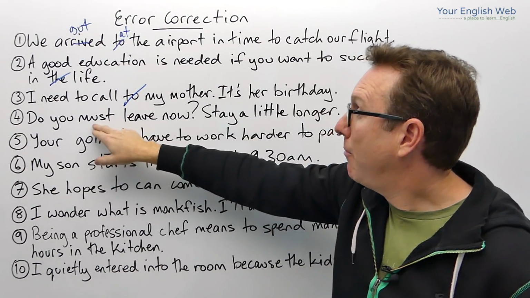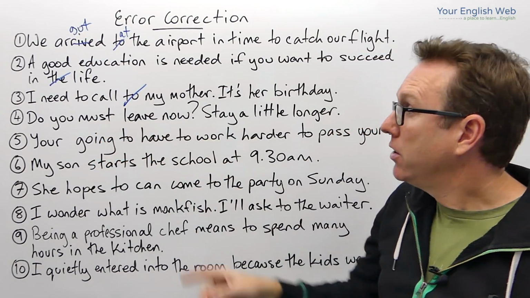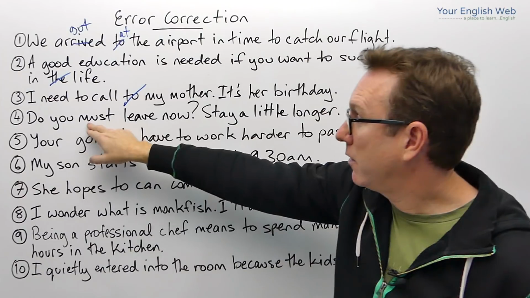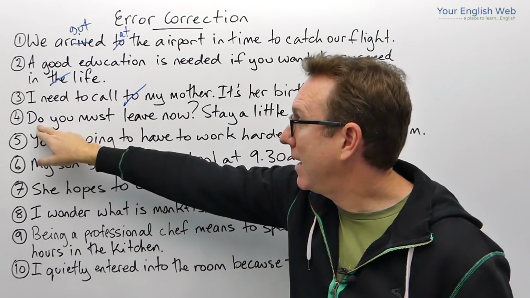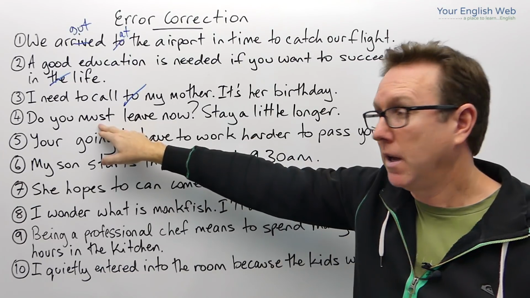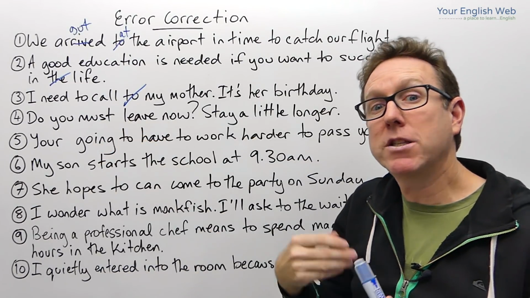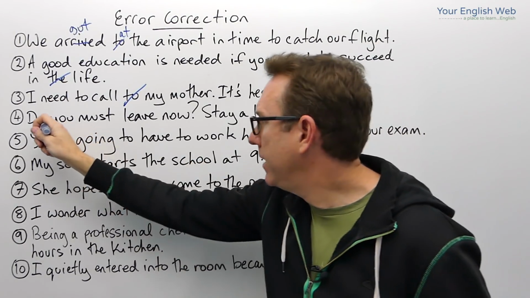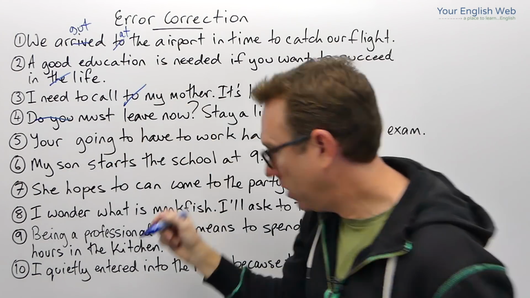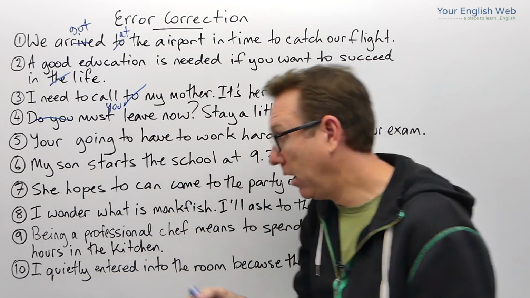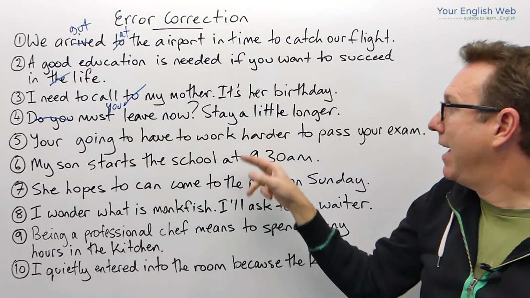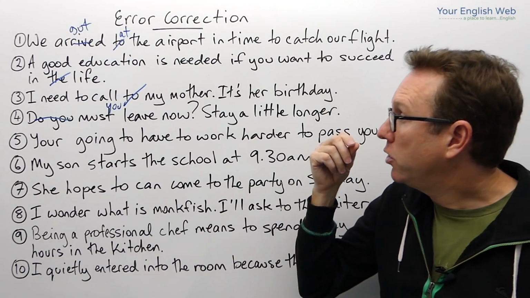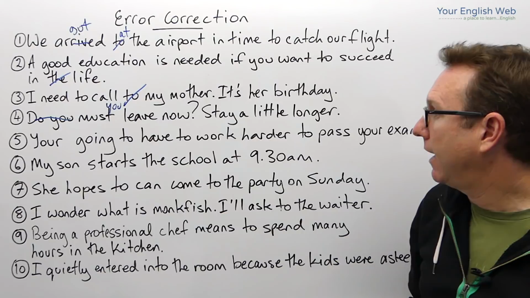Or we could say must you leave now. So remember that we don't use two auxiliary verbs together. So you can't say do and must in the same sentence. Must can start a sentence. Must you leave now? Or do you have to leave now? So we'll cross these ones out and we'll put you in the middle there. Okay? So must you leave now, stay a little longer. All right? So remember, two possible options there. Do you have to leave now or must you leave now, stay a little longer?